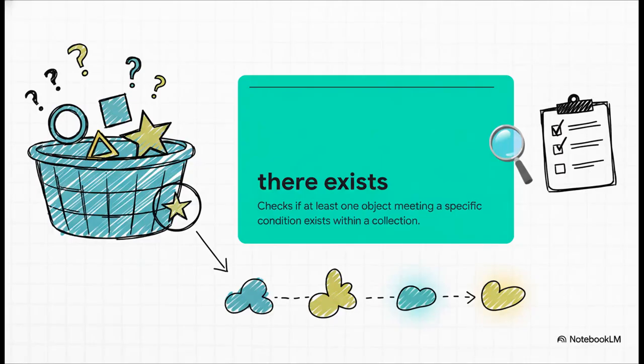Okay, but sometimes you don't need a full count. You just need a simple yes or no. Is this thing in the list at all? That's exactly what there exists is for. It's a simple true or false check. Does at least one item that matches my condition exist in this collection?